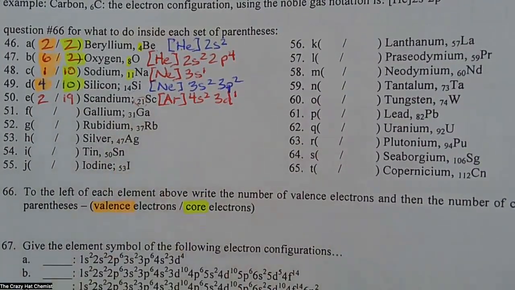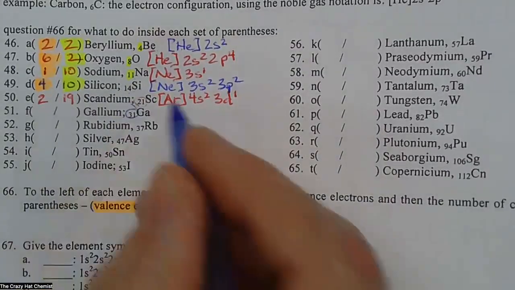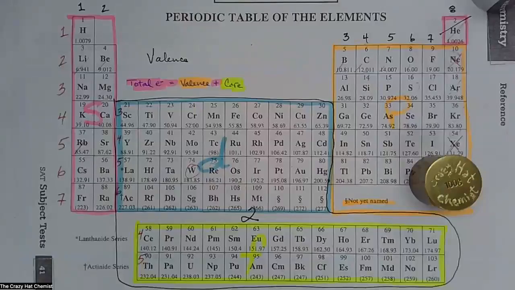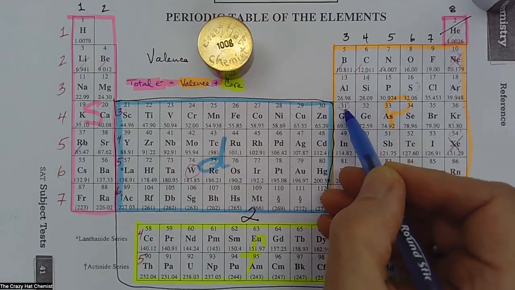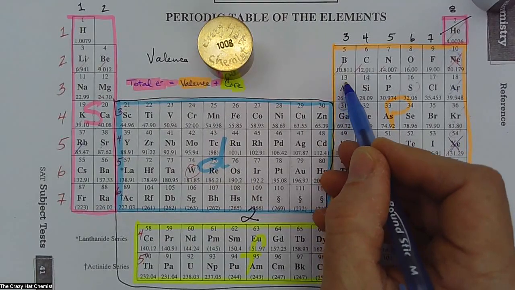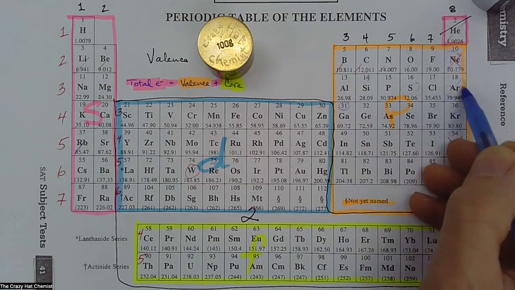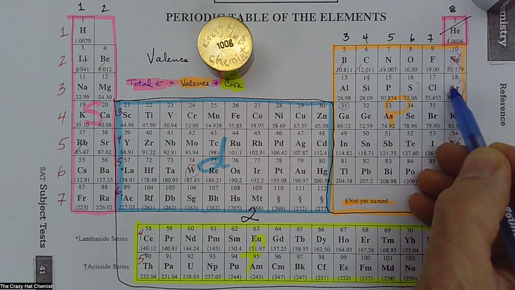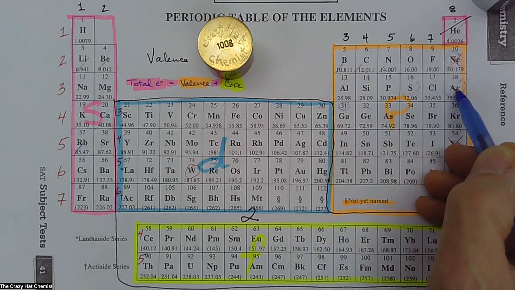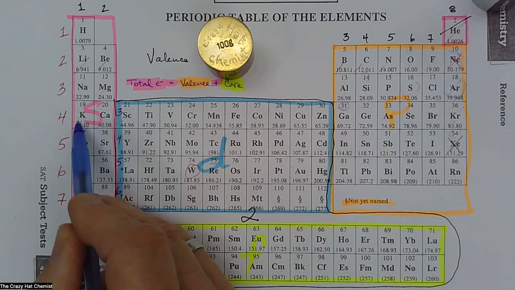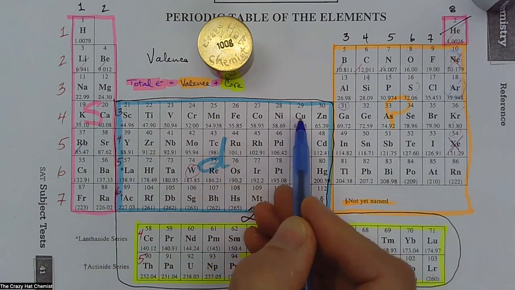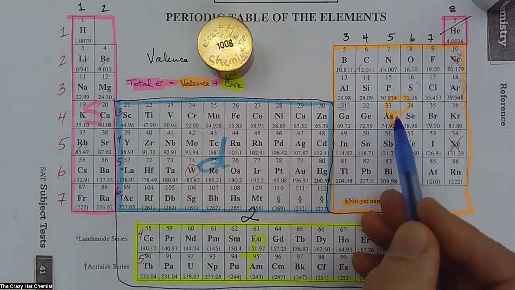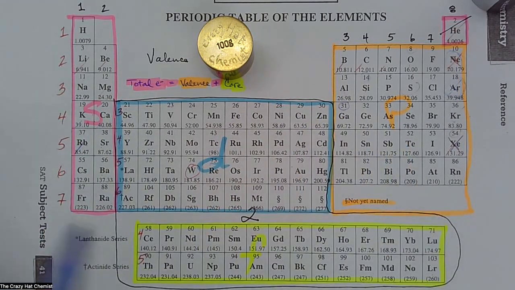Next element here is gallium, and that's element number 31. Let's find element number 31. Element number 31 is right here. We're going to go up one period, slam it to the far right. That's argon, our noble gas that we're going to be using here. So we're going to end with gallium. We got argon, our noble gas. We're going to do 4s2, 3d 1, 2, 3, 4, 5, 6, 7, 8, 9, 10, then a 4p1. So let's write this down here.